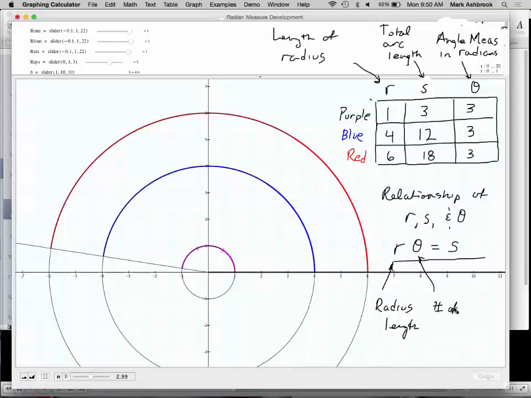Number of radius lengths. So this makes perfect sense that if you take your radius lengths and you multiply it by how many of them you have, you're going to get the total arc, right? So that should make perfect sense. The radius length times how many you have gives you the total length of the arc. That should make perfect sense.